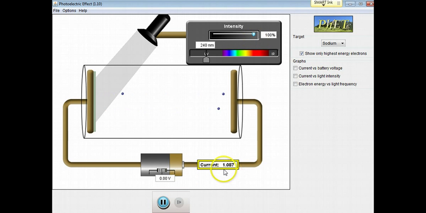Now we're looking to reduce this current to 0, so if I reverse the potential and keep reversing until I get to a point of 0 current, this potential here is called the stopping potential. So it's the potential that is required so all of the kinetic energy is lost and they don't quite make it to this collector plate.